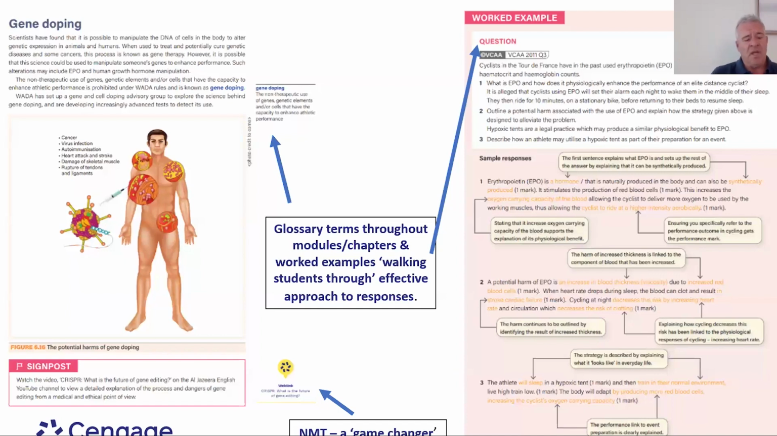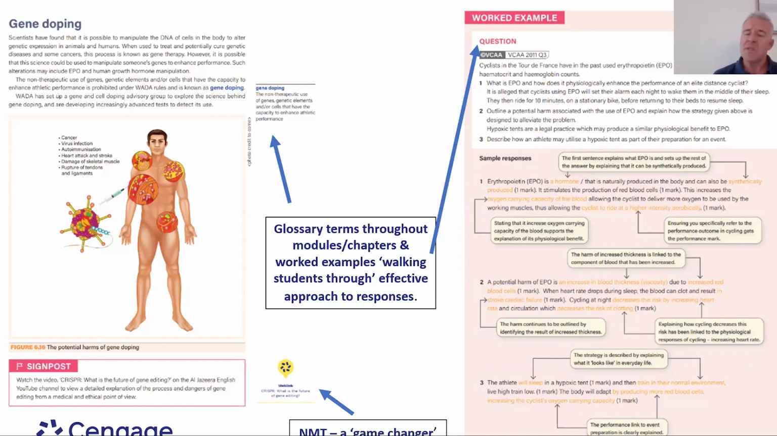So gene doping, I think, is something that's going to be really interesting, especially with the Paris Olympics. I think we're going to find things coming out, not necessarily at Paris, but potentially in the months and years following it, that there's been some of this going on. So if that's somewhere you want to take your students with the contemporary issue, certainly do that.